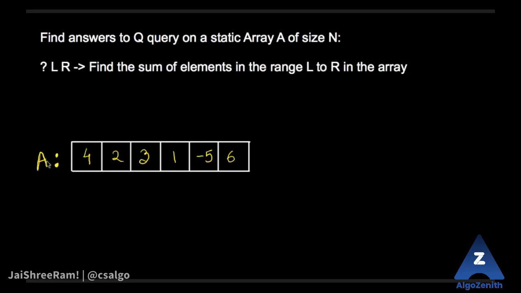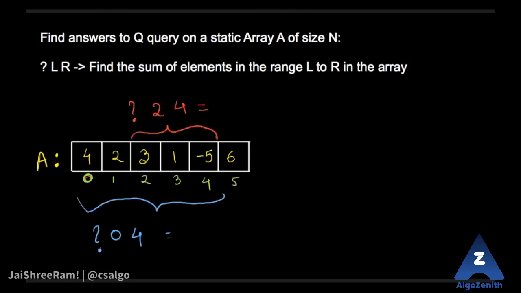So you'd be given an array A with values in it, and you'd be given Q different queries one after another, and after each query you need to tell me the sum of the range L to R. If we quickly look at an example, we have ? 2 4. That means the sum of the elements in the range 2 to 4. So that is this range 3, 1, -5, and this is equal to -1.